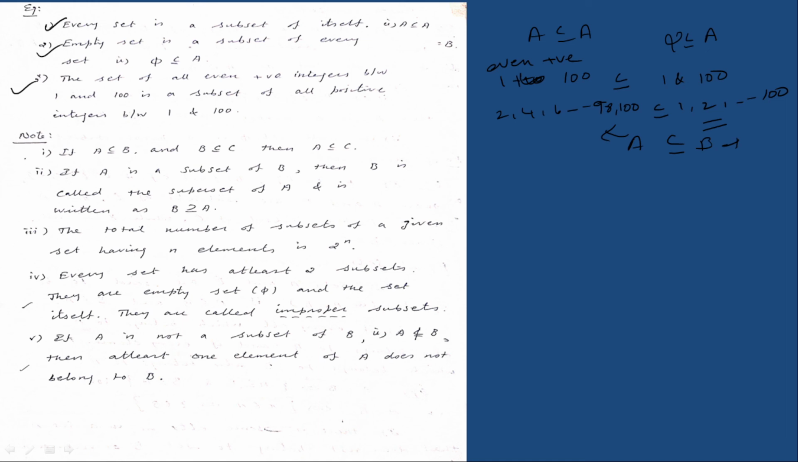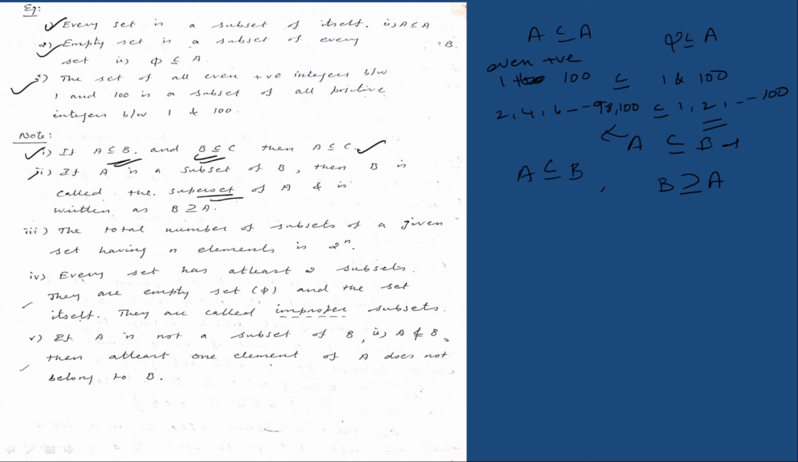These are all important notes you should remember. If A is a subset of B and B is a subset of C, then A is a subset of C. That is one of the important properties. If A is a subset of B, then B is called the superset of A, as you know already. We usually write A is a subset of B, or you can write it as B containing A.